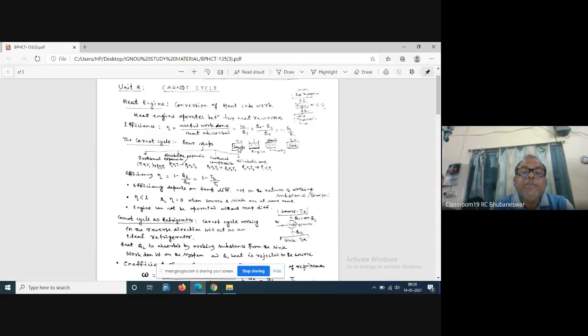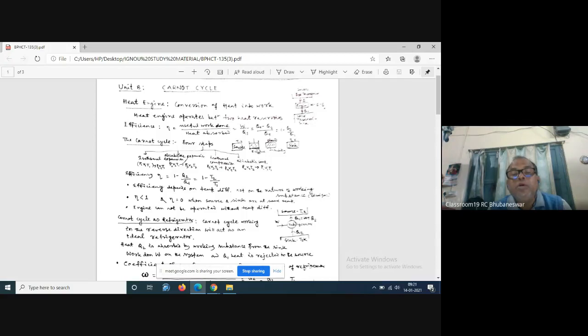In the next step, this barrel is placed over the insulating stand. Now see, when it is placed over the insulating stand, this gas is completely insulated from the surroundings.